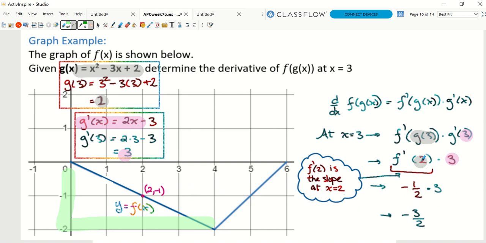Now, if this said f prime of 1, 2, or 3, the slope, you get the same answer because the slope at any one of those x values is going to be negative 1/2, or negative 2/4. I should say negative 2/4 or negative 1/2. But if it said f prime of 4, because it runs into the tilting issue, you would get an undefined, which would make the whole thing undefined.